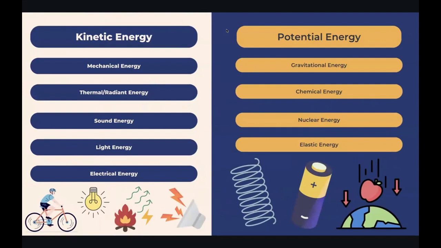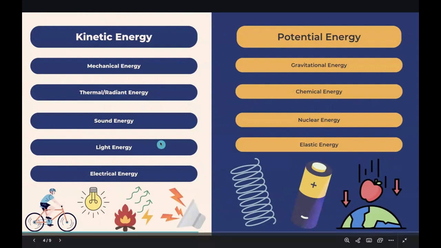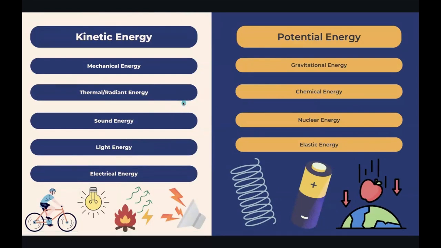Kinetic energy and potential energy, they're more of umbrella terms, right? They're classifications. So there are different types of kinetic energy and different types of potential energy. For example, kinetic energy: there's mechanical energy, which is things with speed. Think of riding a bike, rolling down a ramp. Usually we'll see this in roller coasters.